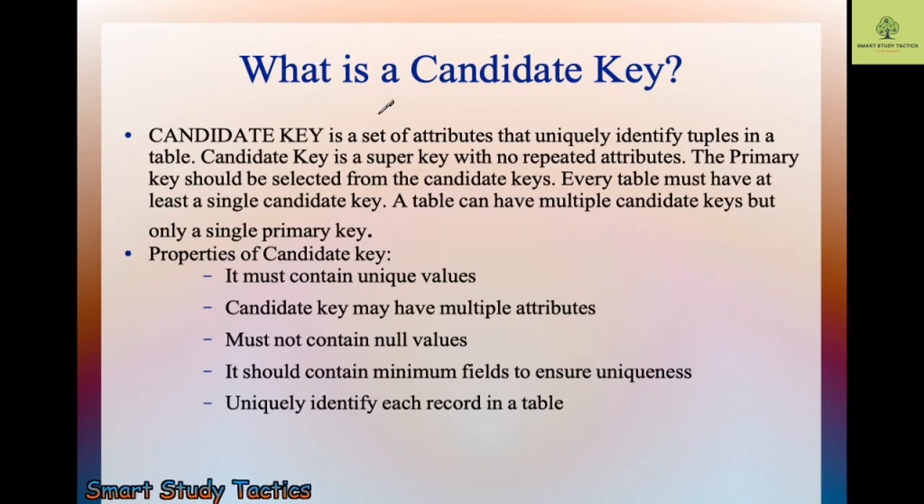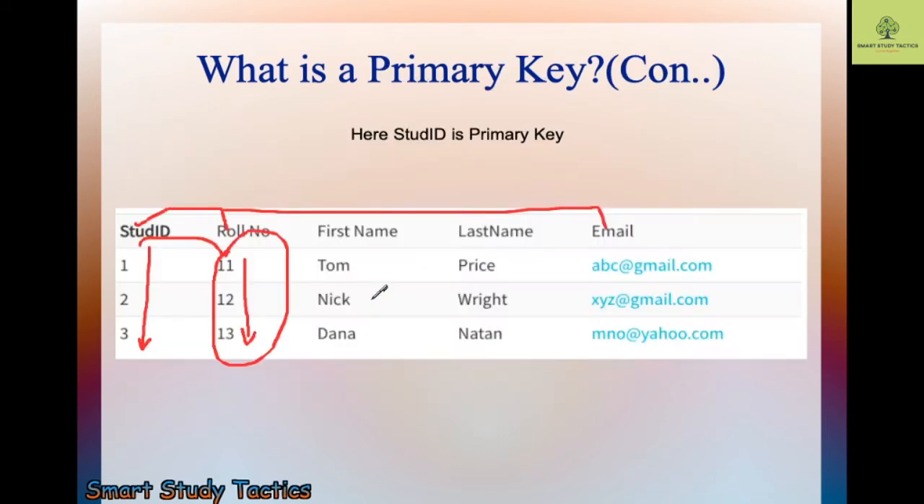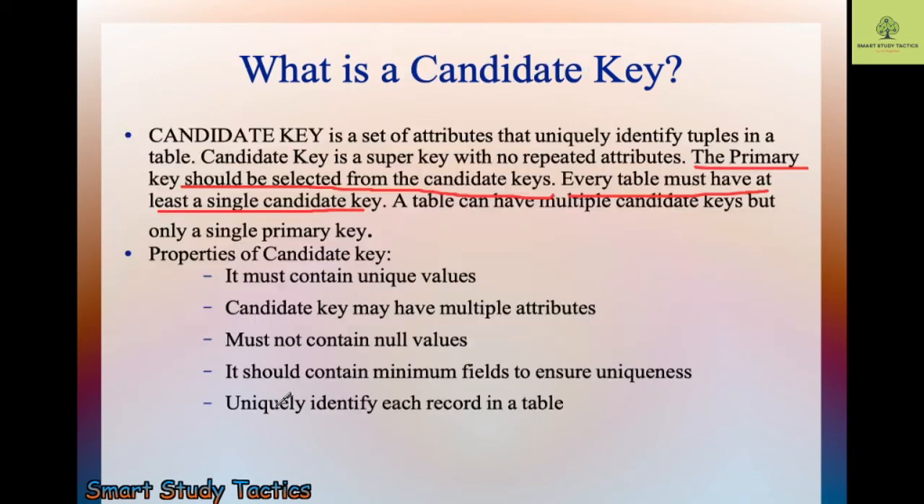Now the candidate key is similar to the primary key, but the difference is that every table must have at least a single candidate key. And the primary key should be selected from the candidate keys. It can be more, as I told you: student ID, roll number, email ID, your PAN card, whatever details you are filling in here should not be repeated, it should be unique. From those many columns you have to select any one, and those columns are known as candidate keys. But if you select any one of them, it is known as the primary key.